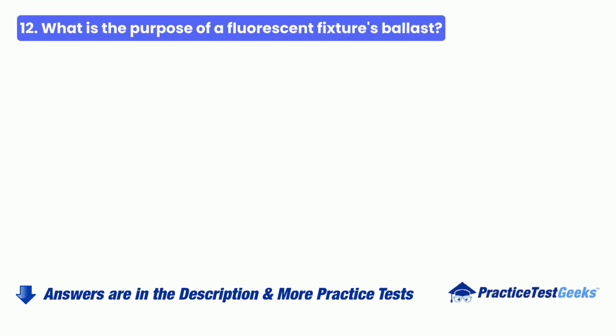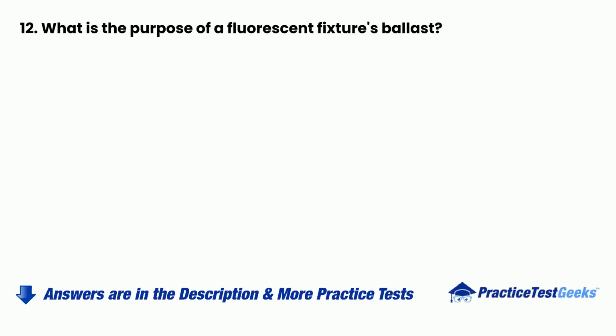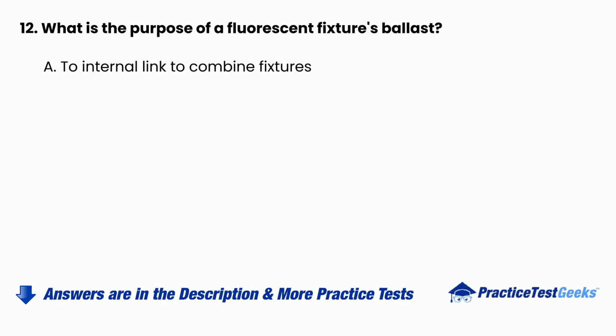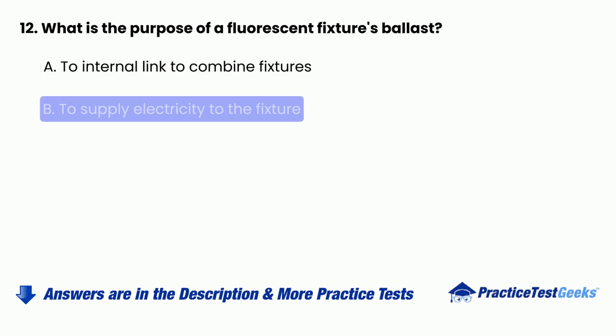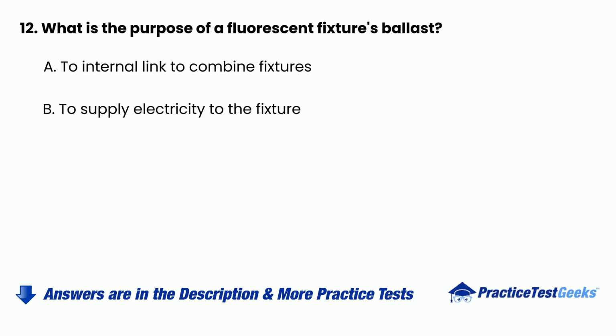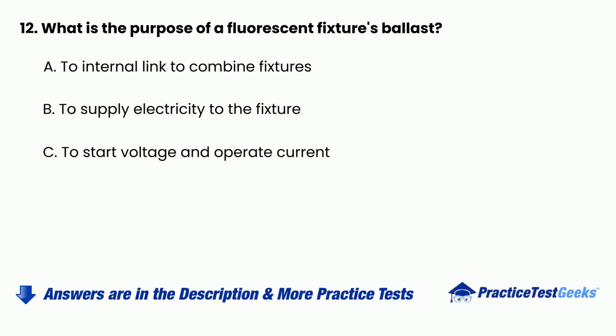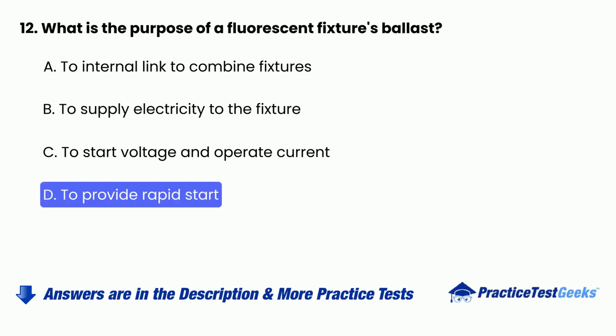(12) What is the purpose of a fluorescent fixture's ballast? A. To internal link to combine fixtures. B. To supply electricity to the fixture. C. To start voltage and operate current. D. To provide rapid start.